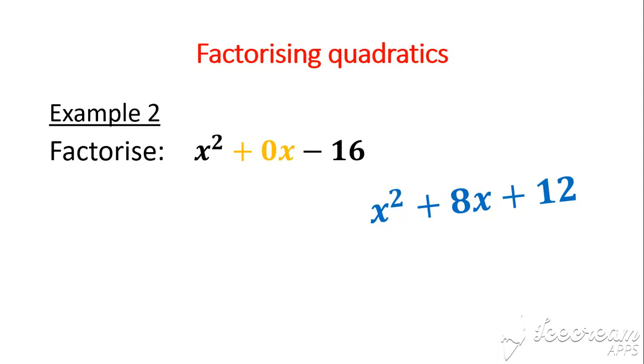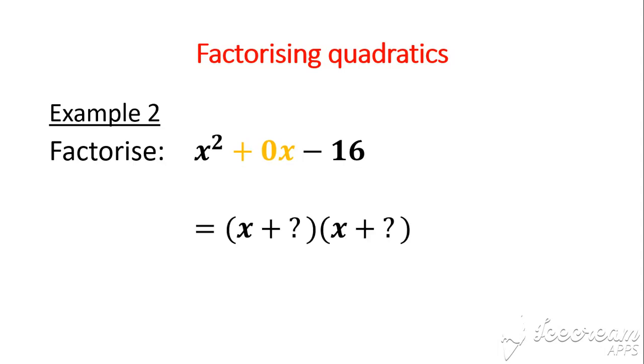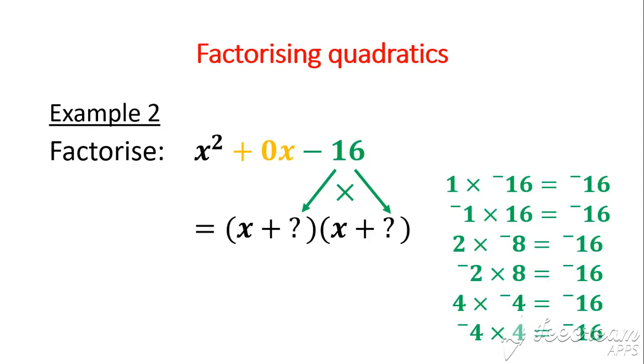And once you've done that, you'll say, oh my gosh, now what's going on? We're going to put it into two brackets. We need to multiply to get negative 16. Here's all the factors that multiply to get negative 16, by the way. One must be positive and one must be negative, because a negative times a positive makes a negative. And they must add up to get 0.